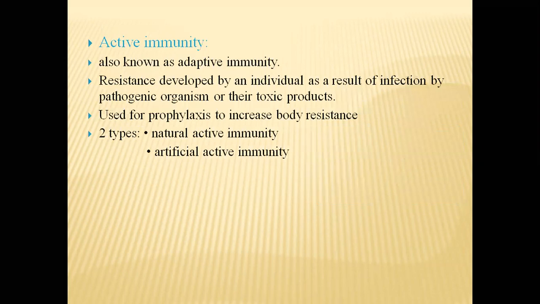It is the resistance developed by an individual as a result of infection by a pathogenic organism or its toxic products. Again, we have two types: natural active immunity and artificial active immunity. Active immunity means we get some infection. One simple example is chickenpox. When a person develops chickenpox, he doesn't develop the same chickenpox infection a second time. That is one example of active immunity.